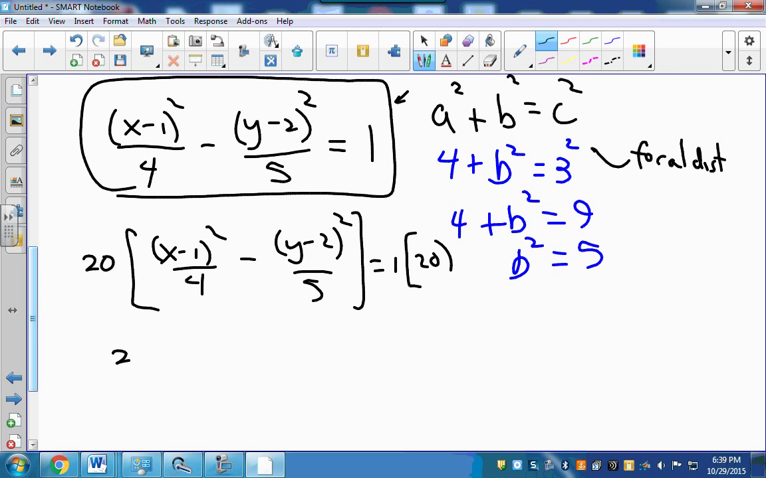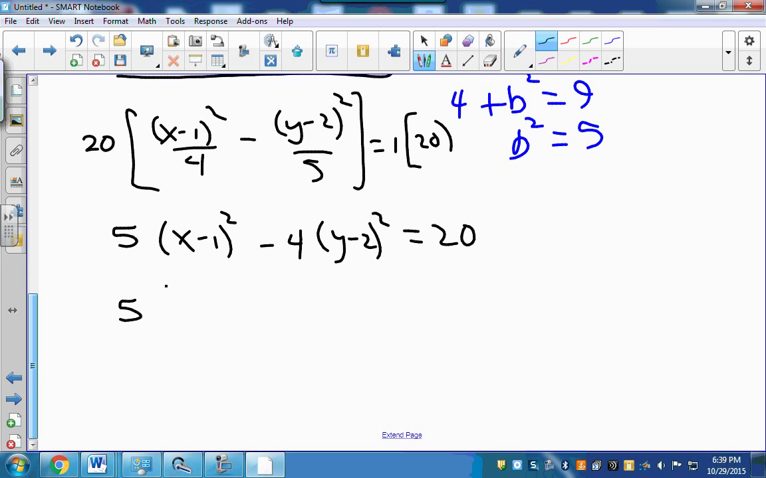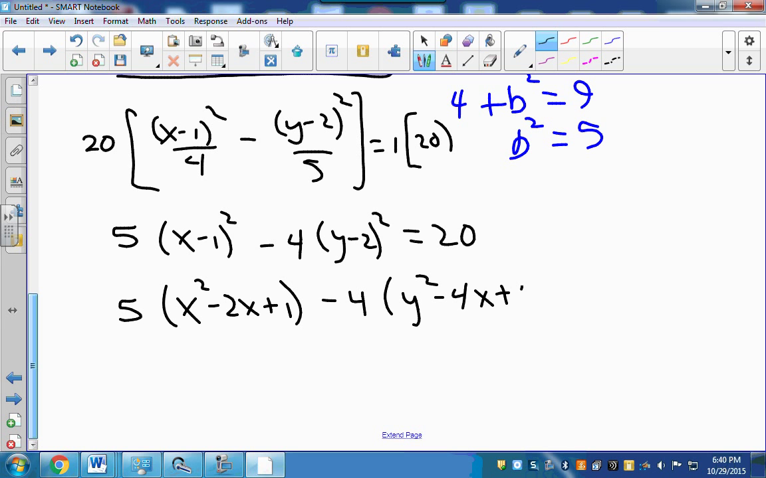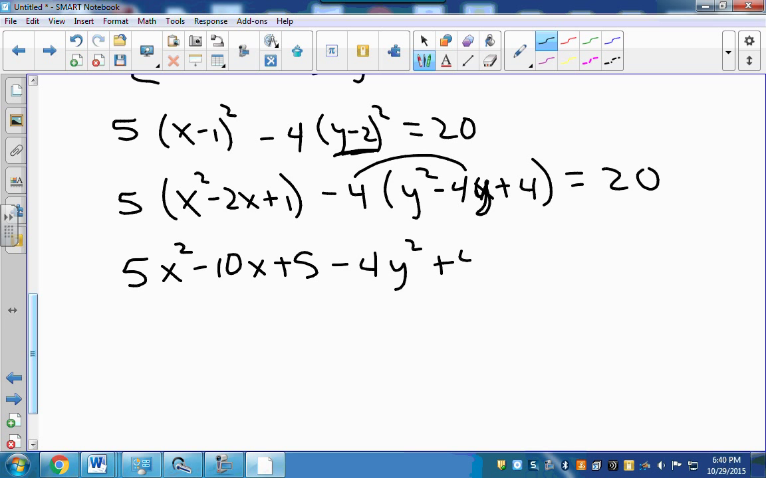Okay, so now we have, let's see, 5 in the first multiplication. 5 times x minus 1 squared, minus 4 times y minus 2 squared equals 20. Or expanding, we have 5 times x squared minus 2x plus 1, minus 4 times y squared minus 4y plus 4 equals 20. And then again, distributing just to make this look more standardized: 5x squared minus 10x plus 5 minus 4y squared, plus, this was a 4y when I expanded that. Okay, so minus 4 times minus 4y is plus 16y, and then minus 16 equals 20.